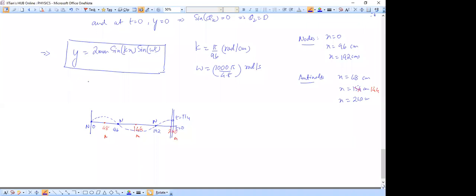Okay, so this is the wave equation. Y is equal to 2 millimeters sine pi by 96x sine, as I said, you can simplify this further, but I have just written it like this: 1000 pi by 4.8 t. You can divide by 4 and all that, numerator, denominator, doesn't matter. Here x is in centimeters and t is in seconds. This is the numerical version of the wave equation.